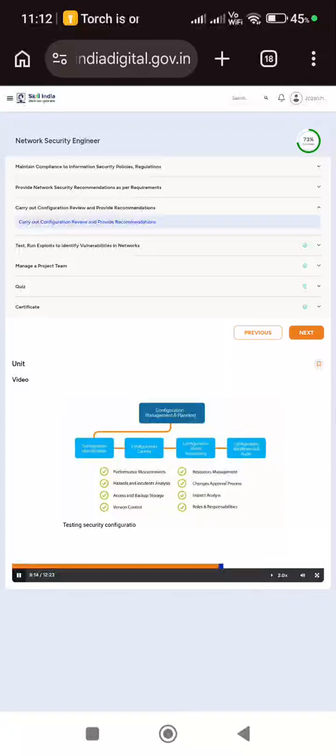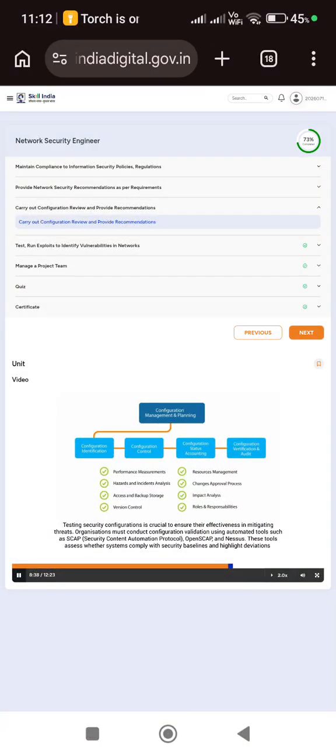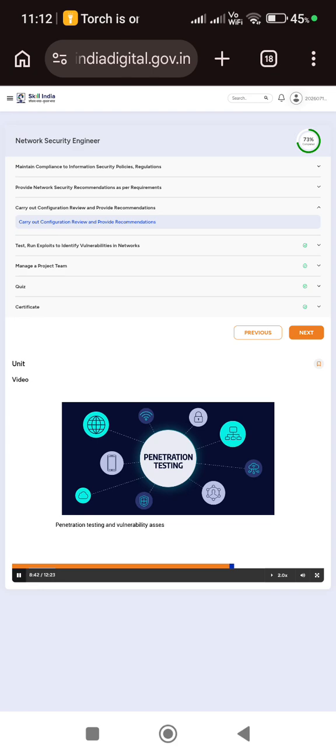Testing security configurations is crucial to ensure their effectiveness in mitigating threats. Organizations must conduct configuration validation using automated tools such as SCAP, Security Content Automation Protocol, OpenSCAP, and Nessus. These tools assess whether systems comply with security baselines and highlight deviations. Penetration testing and vulnerability assessments also play a significant role in verifying secure configurations. Ethical hackers simulate attacks on misconfigured services, open ports, and weak authentication settings to identify weaknesses before attackers exploit them.